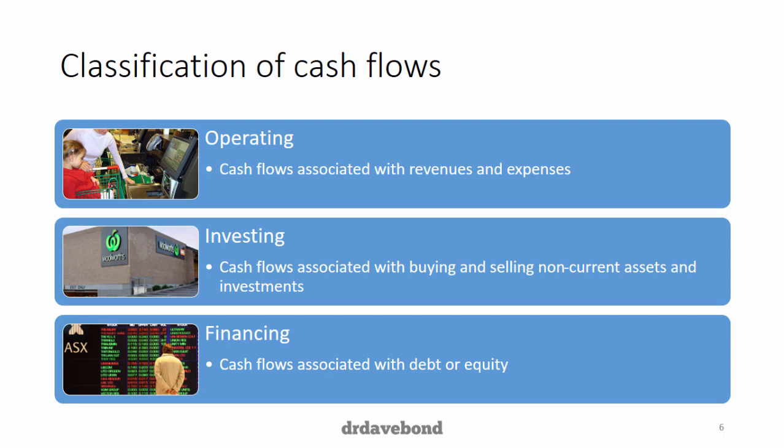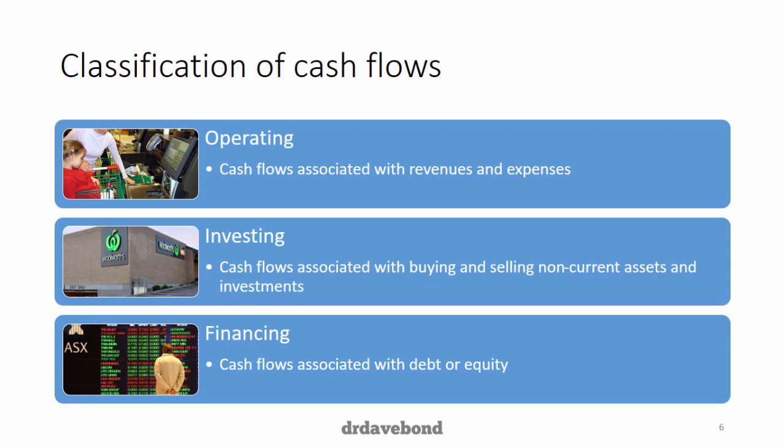When we look at investing activities, these really focus on the buying and selling of non-current assets and investments. So have they purchased machinery or land? Have they sold or divested machinery or land? Or potentially have they invested in other businesses? The final section, the financing section, really revolves around cash flows associated with debt or equity. So have they borrowed money? Have they repaid money? Have they issued shares? Have they paid dividends, and so on?